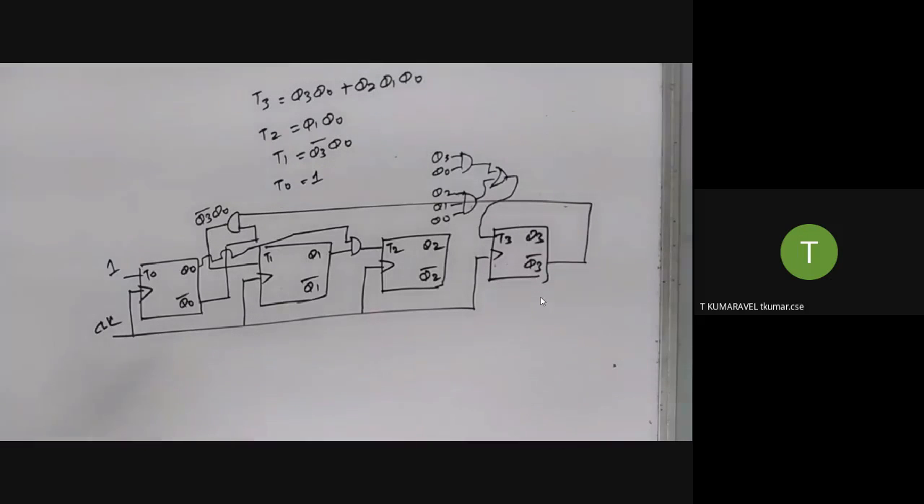This is the logic diagram for the modulo-10 synchronous counter, otherwise called a BCD counter or a decade counter. Now I implemented it using T flip-flops. If you implement it using JK flip-flops, you will get a different logic diagram, but both will produce the same result.